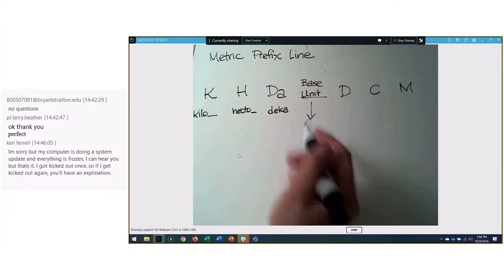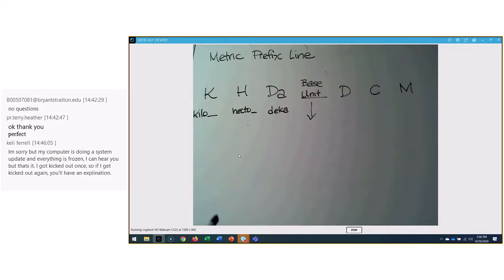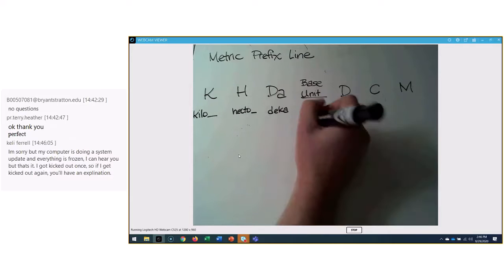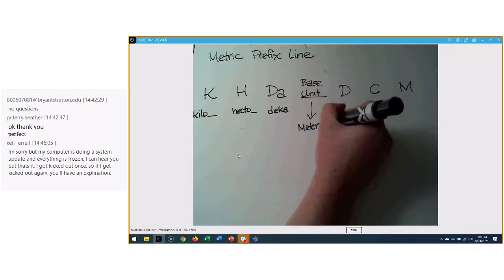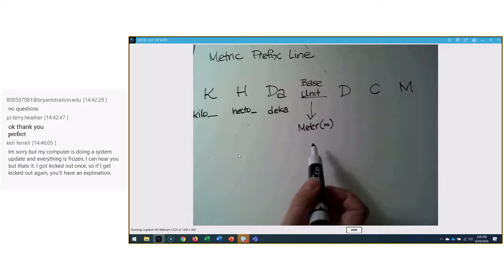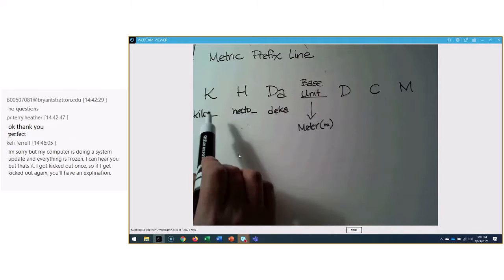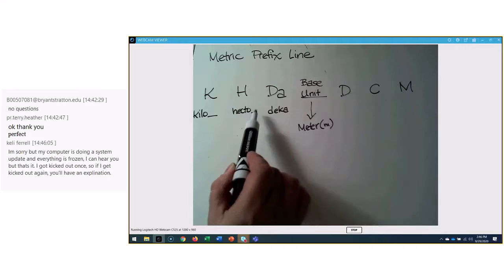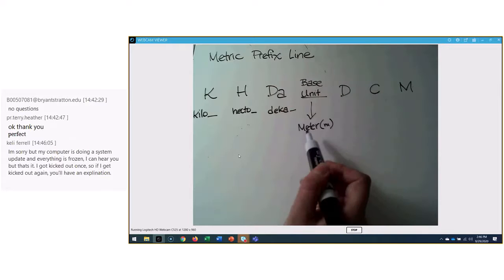The base unit varies based on what you're measuring. So if you're measuring length, we normally use things like the foot, the inch, the mile. They measure with the base unit of the meter. Okay, so if this is the base unit, this is the root word. So then this would be kilometer, hectometer, decameter, and so on. That's if it's length.